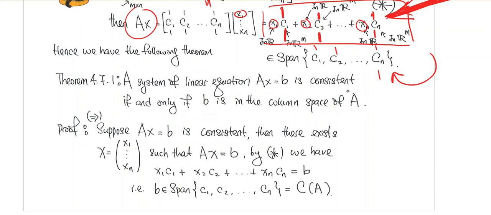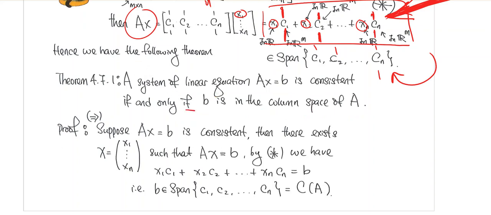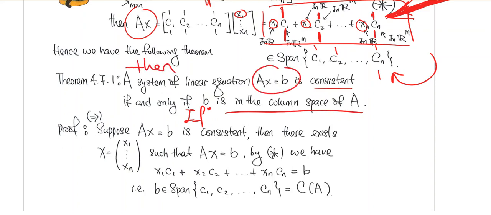So again, this is a theorem that goes both ways. So if and only if. It says that if a system of linear equations Ax equal to b has a solution, then that b must be in the column space of A, which means b must be written as a linear combination of the column vectors. In the other direction, if you have a b which is in the column space of A, then the system Ax equal to b will have solutions. All right, so that's what it says.